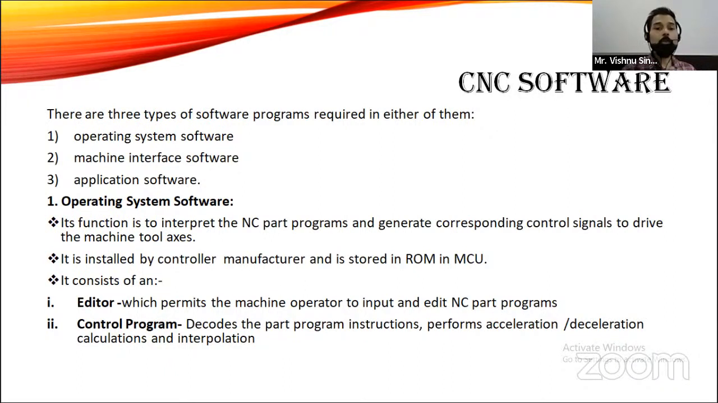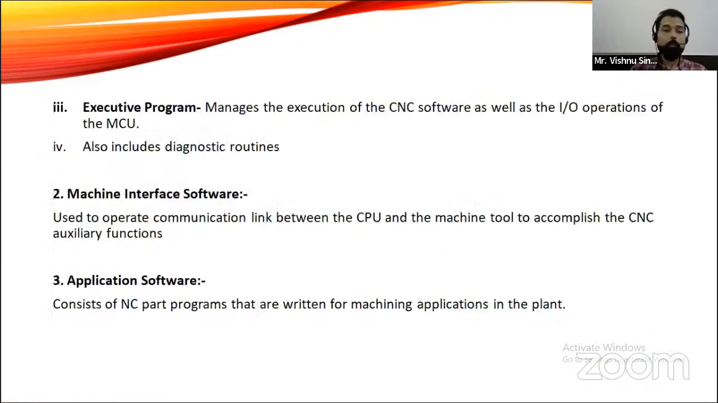Then comes the control program. It decodes the part program instructions and performs acceleration and deceleration calculations and interpolation. So whatever program I am feeding in a CNC machine, who decodes it? It is decoded by the control program that is stored in the operating system software. Then comes the machine interface software. It is used to operate the communication link between the CPU and the machine tool to accomplish CNC auxiliary functions. So basically, to perform the CNC auxiliary functions, the operating system software that we use is the machine interface software.